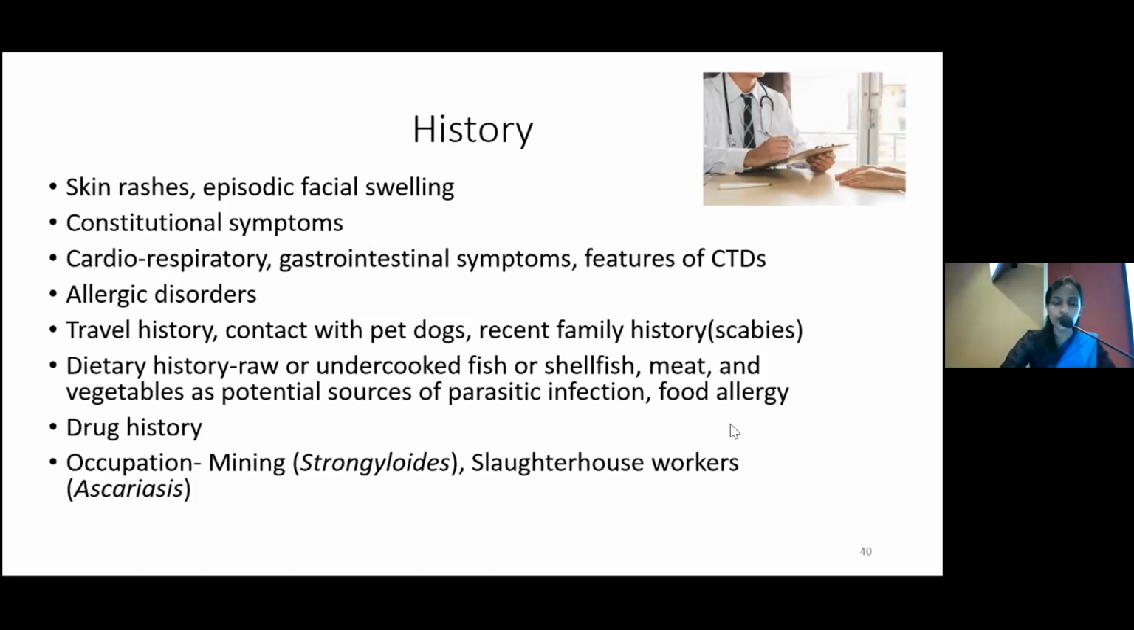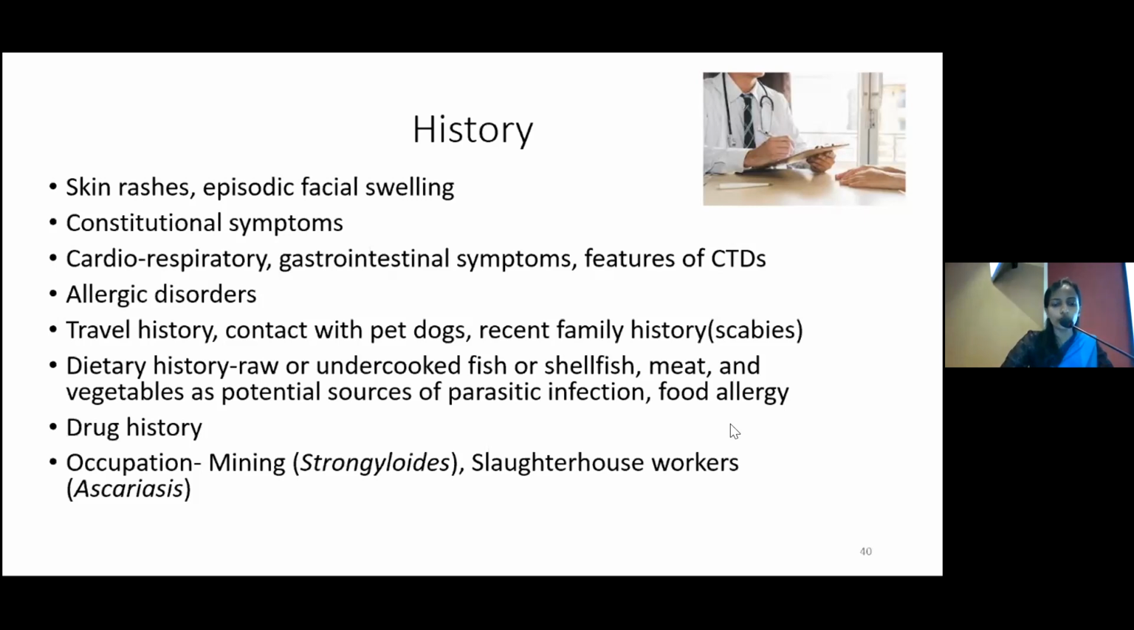A thorough allergic history is important, a travel history, contact with pet dogs if toxocara is suspected, a contact history or family history if scabies is thought of. A detailed dietary history is mandatory, including food allergy and consumption of raw food. Drug history is very important because several drugs are known to be associated with eosinophilia, and also in patients on long-term immunosuppressives, those patients are more prone to get parasitic infections like strongyloides hyperinfection.